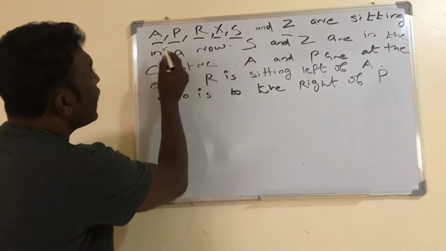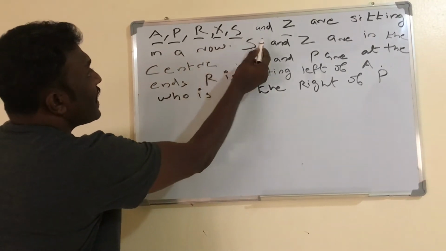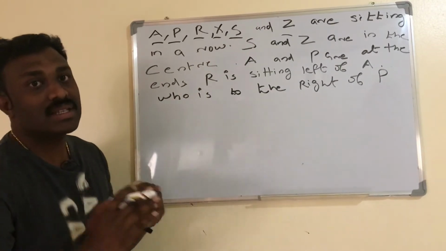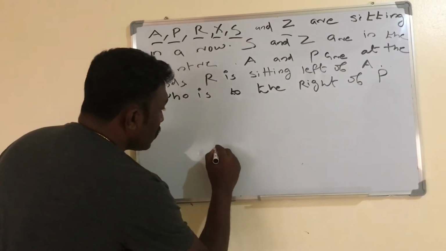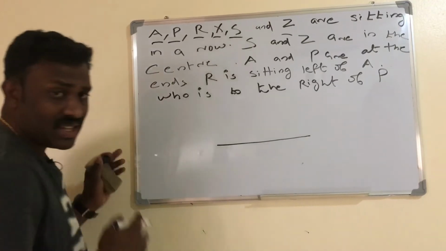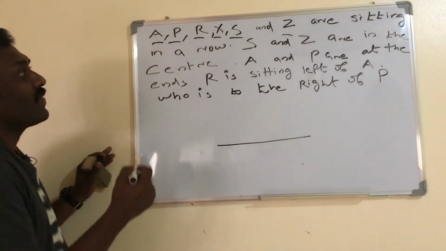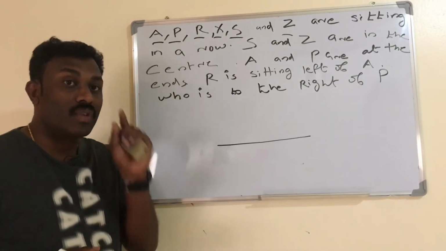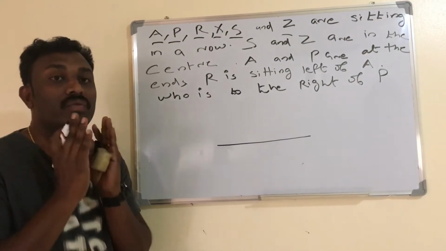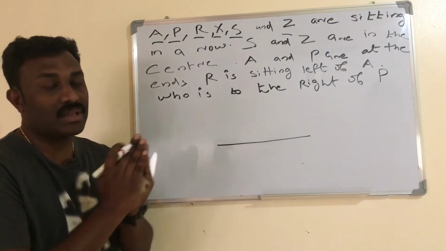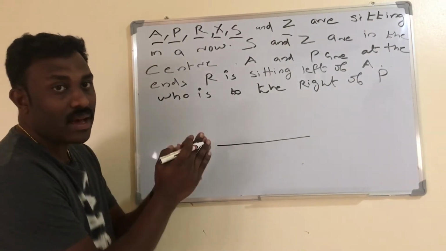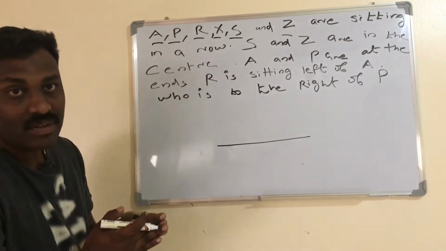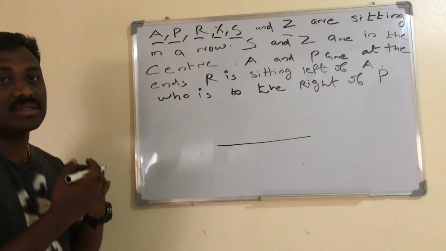They told that A, P, R, X, S and Z, 1, 2, 3, 4, 5, 6, six people are sitting in a row. So this is a row and they are sitting in a row. The first thing you have to find out is in which direction they are facing. In this question they didn't give in which direction they are facing.